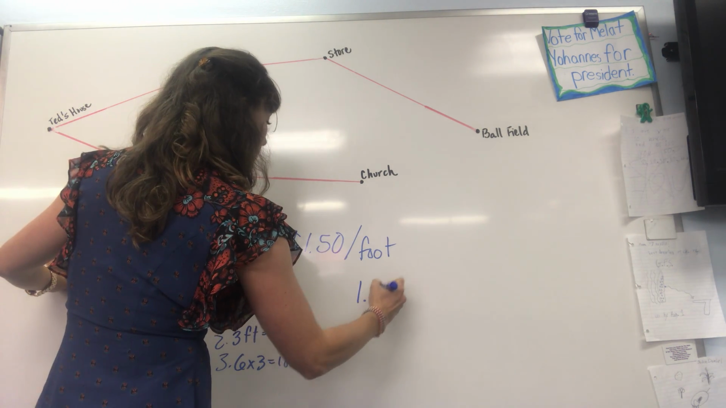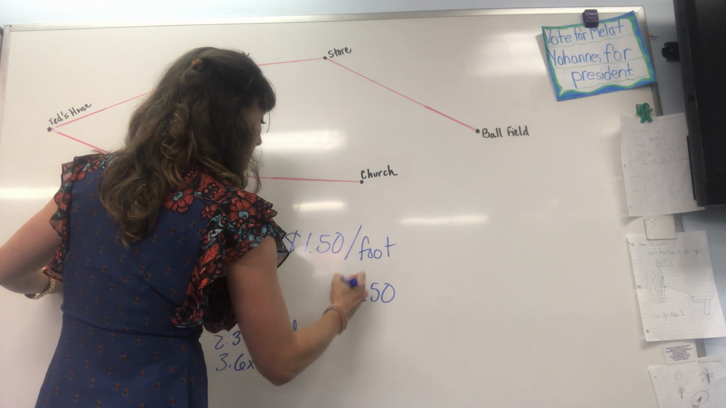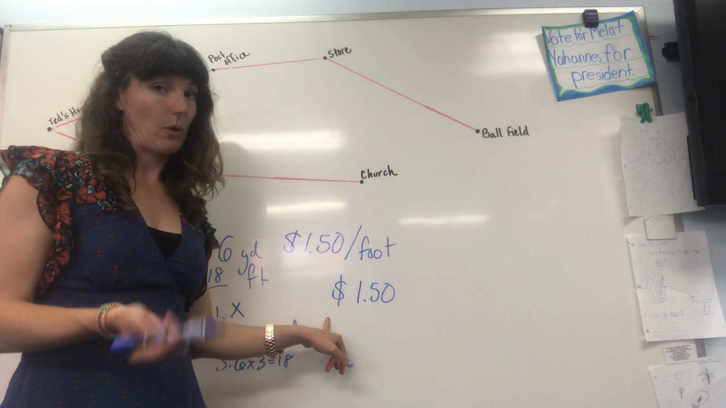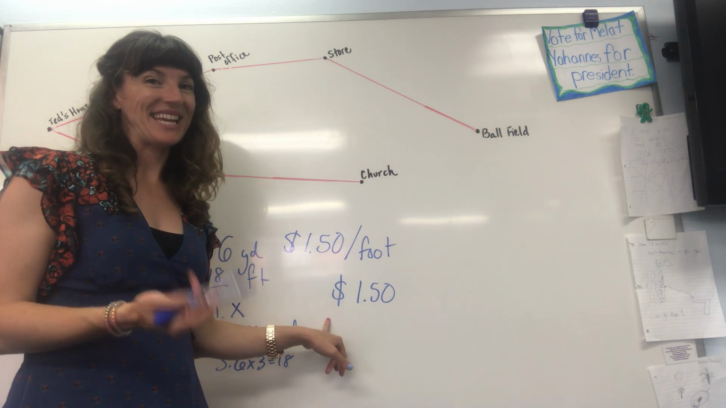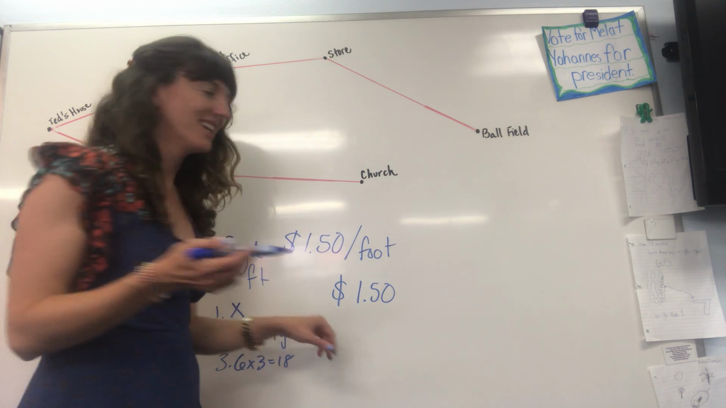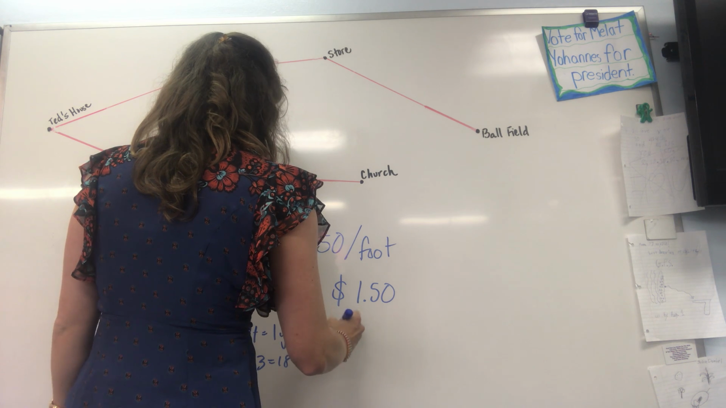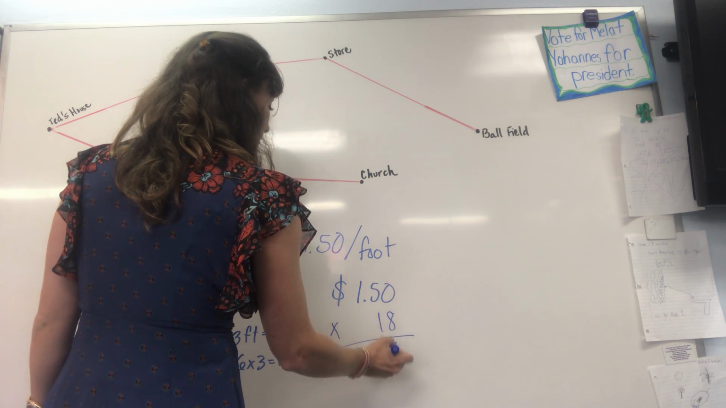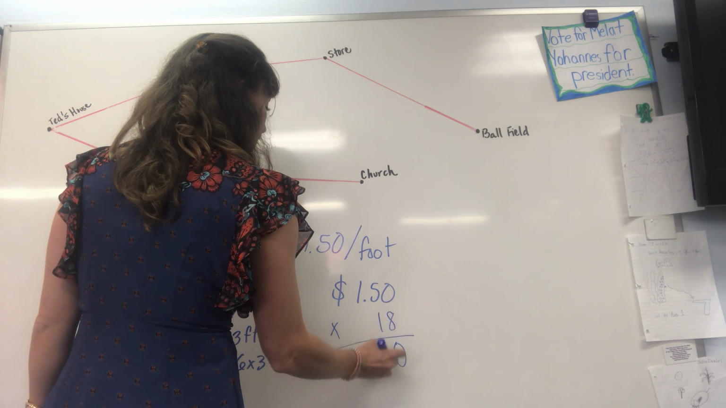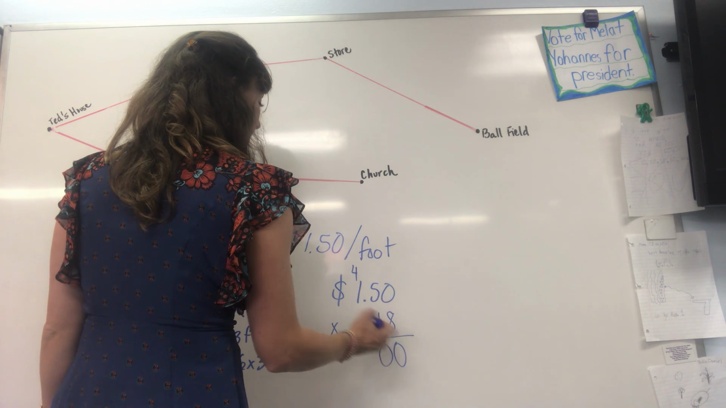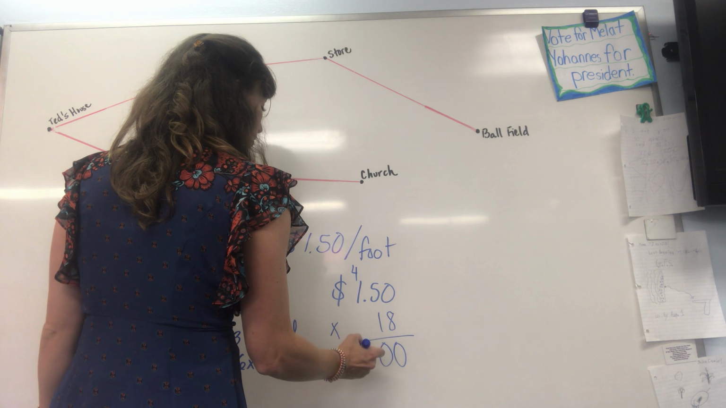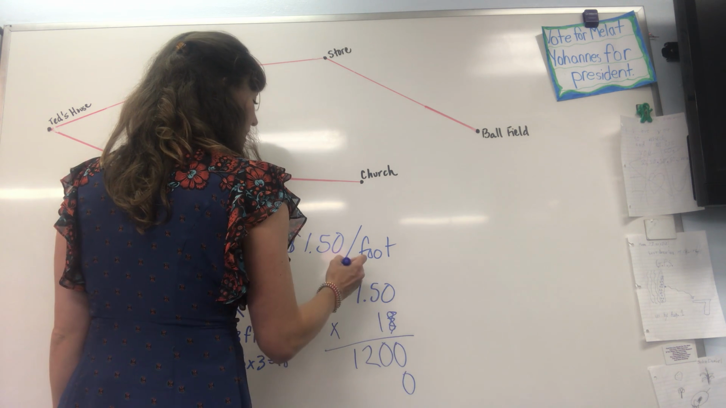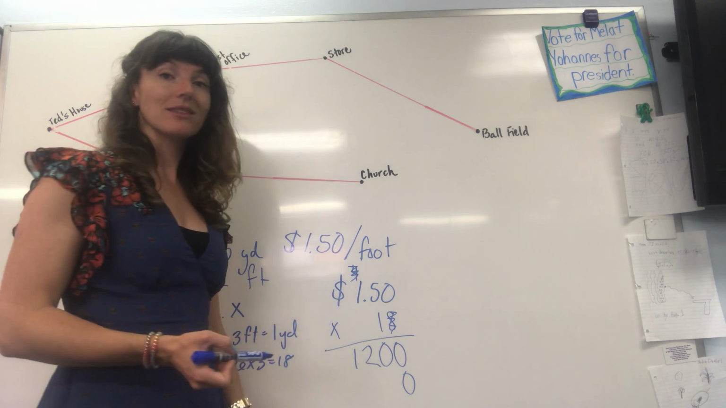Okay, so $1.50. Please make sure you put your $ in your equation so you remember that the answer has to be about money. Okay? Times 18. 8 times 0 is 0. 8 times 5 is 40. Carry that 4. 8 times 1 is 8 plus 4 is 12. Placeholder.